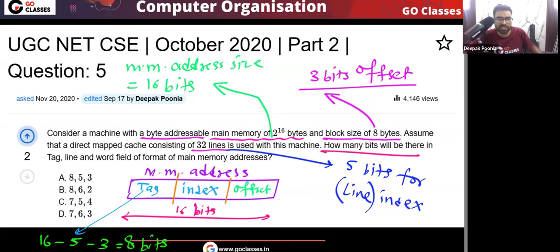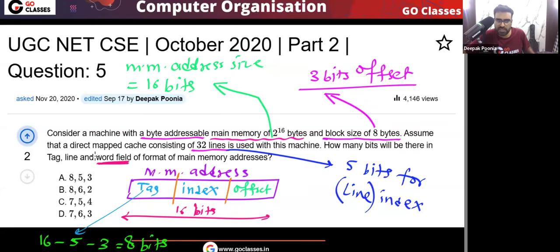So you can see number of bits required for tag, that is 8. The number of bits required for line, that is 5. And the number of bits required for word field, basically this means word offset, or I can say byte offset. I told you, if the main memory is byte addressable, then block offset, you can also call it byte offset.